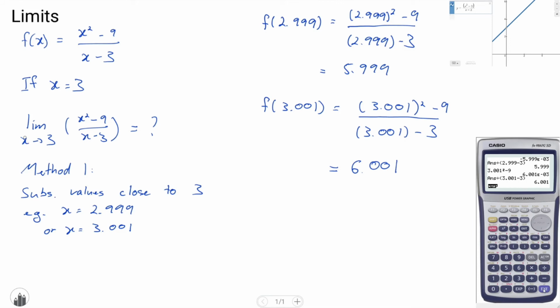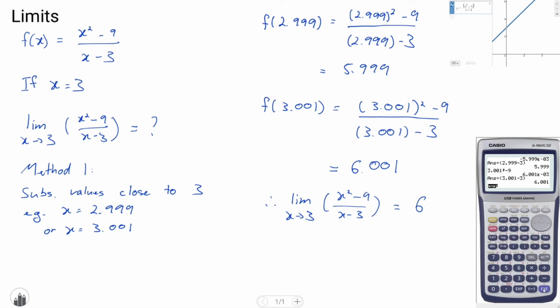So if we do it like this, then we can be sure that the limit as my x value approaches 3, we can say therefore, limit as x approaches 3 of my function (x² − 9) / (x − 3) is equal to 6.